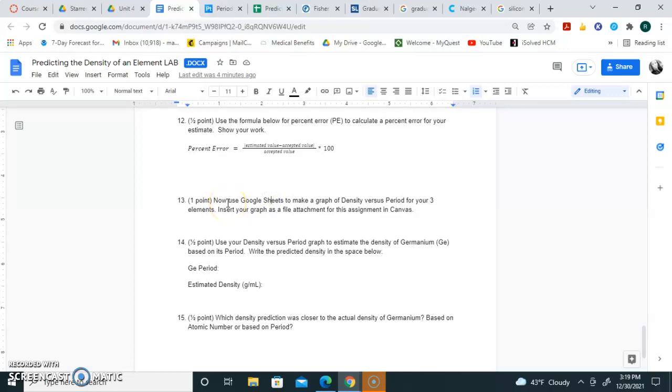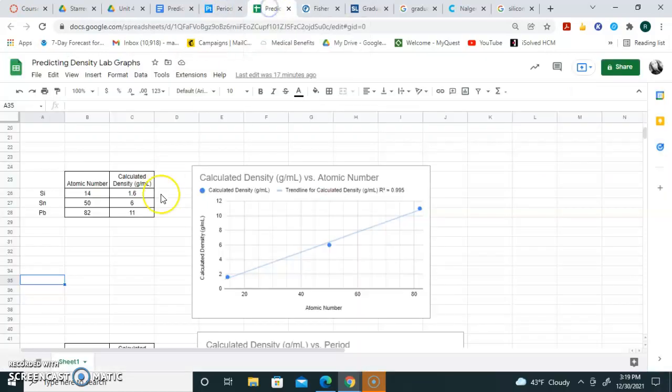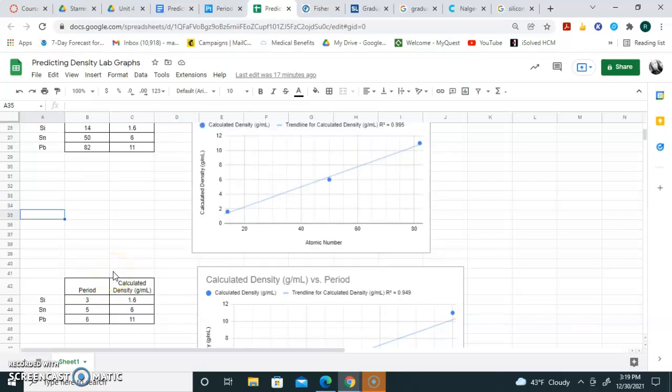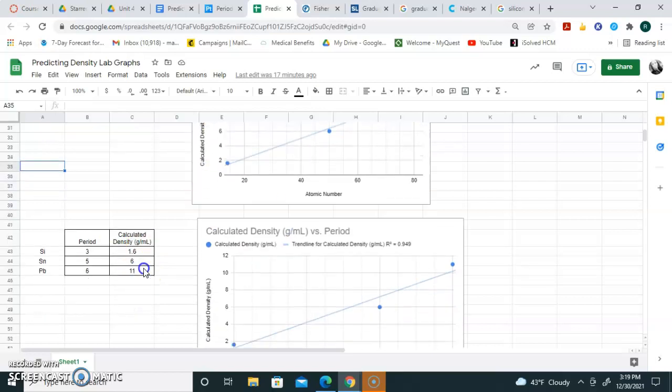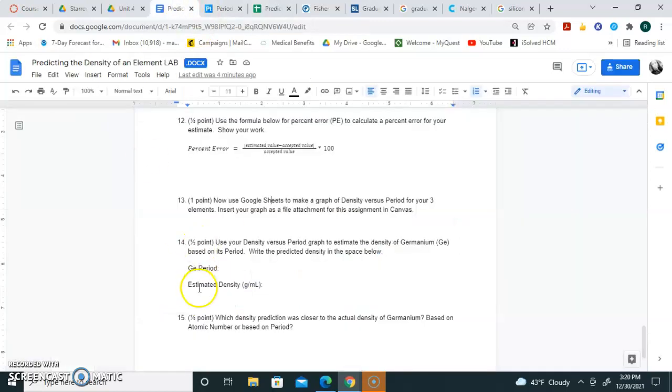Finally, number 13, it's asking you basically to do the same thing you just did. Instead of using atomic number, it's asking you to use period, the period on the periodic table. So silicon is period 3, tin, period 5, and so on. So instead of plotting atomic number and density, go ahead and plot period and density. And basically do the exact same thing you just did before.